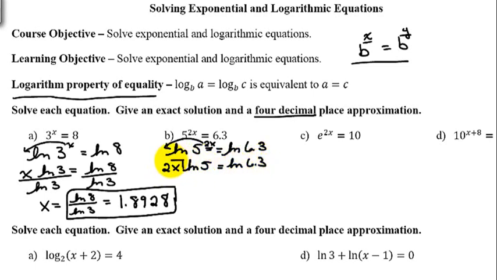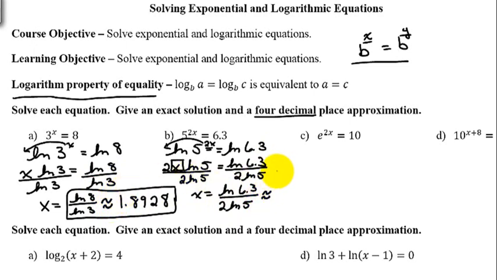And we need to solve this for the x, so you divide by everything but the x. So we're going to divide by 2 times the natural log of 5. And so that gives me x is equal to the natural log of 6.3 divided by 2 times the natural log of 5. So this is our exact solution, and I guess let's put an approximate symbol here because we've rounded.